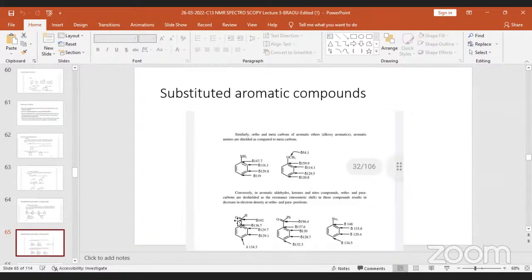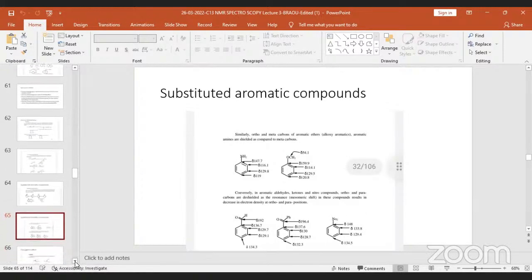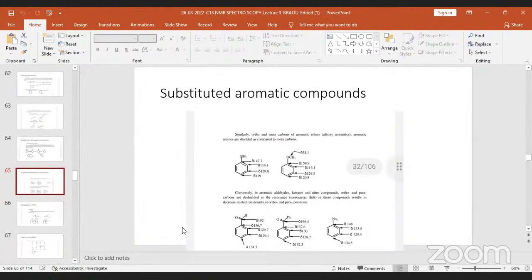See here, benzaldehyde, electron withdrawing. See, ortho 129.7, more than benzene. Para 134.3, again more than benzene. 128.5 is benzene. Okay, and see, benzophenone also the same thing: 130 ortho carbon and para carbon 132.3. Electron delocalization effect is more at the para carbon. Therefore, para is showing more downfield than the ortho carbon. You see, 133.8 and 134.5 for nitrobenzene.